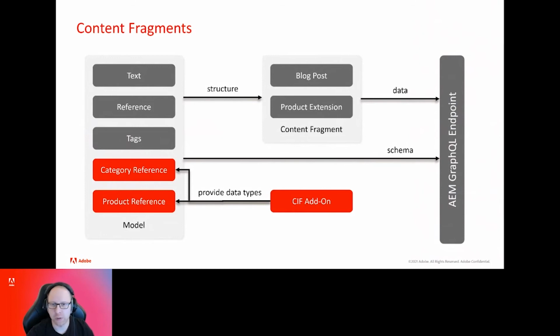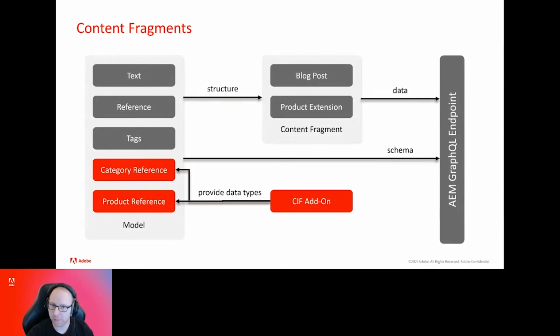That's what Martin showed you when he mentioned that we have an author model and a blog post model, and both are linked using content fragment model references. If you use the CF add-on for Cloud Service, you will get additional data types that let you add references to product and category data coming from Adobe Commerce to your content fragments. In the PWA extension, as Martin showed, we actually use this feature to add product references to content fragments.